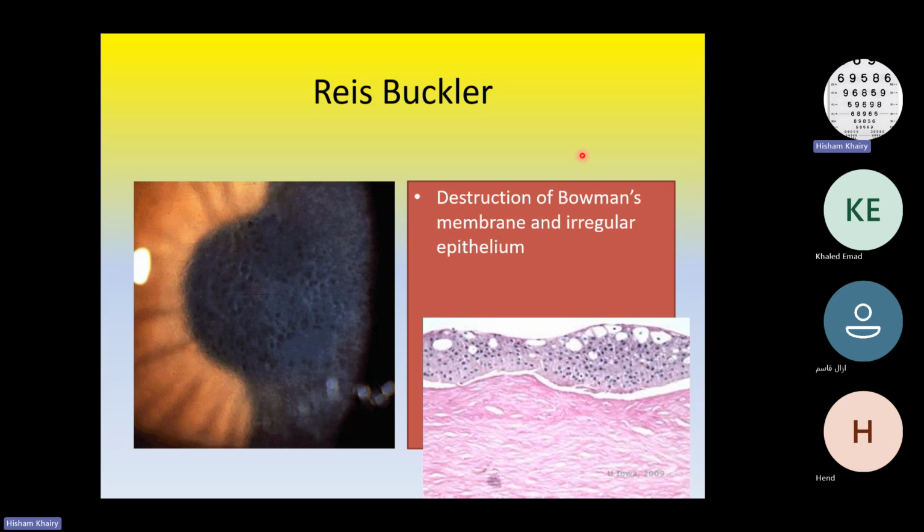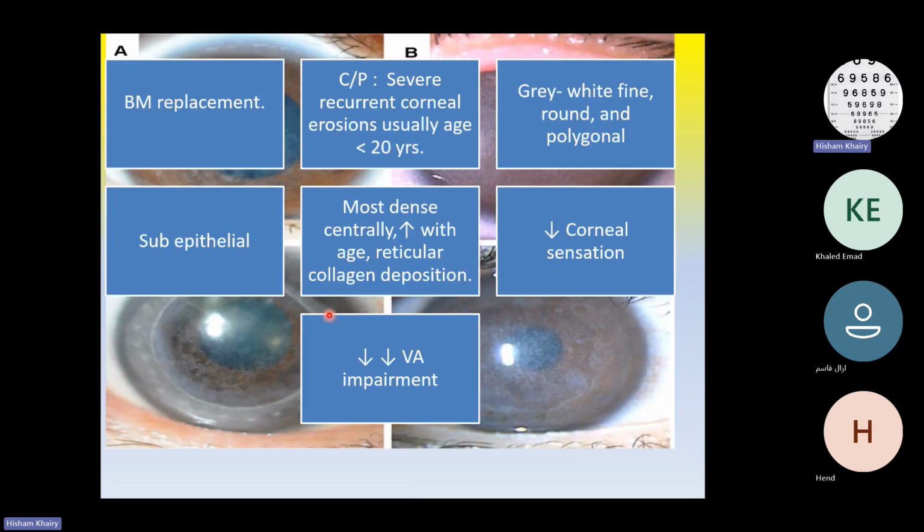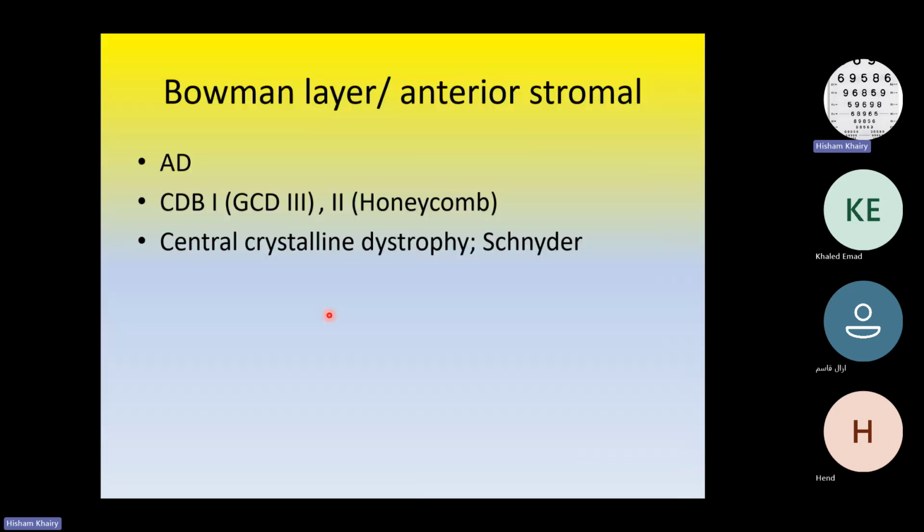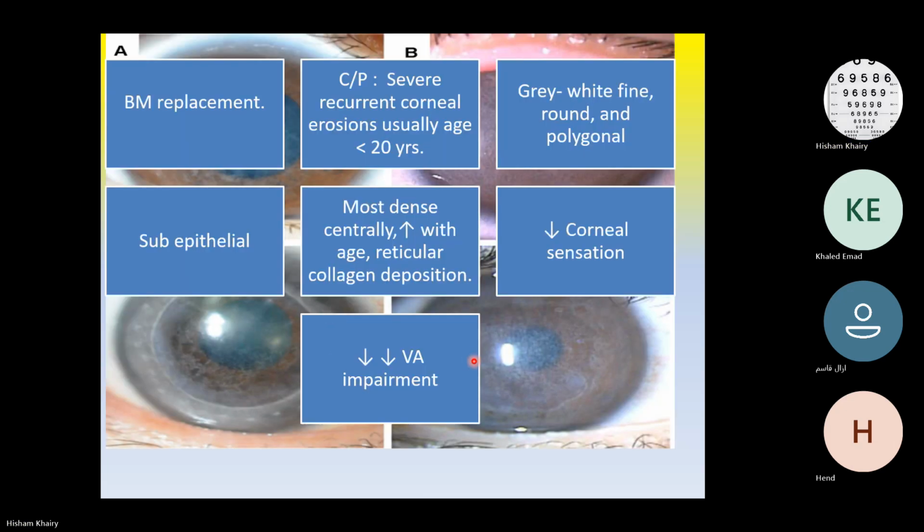Then there is the Reis-Bücklers corneal dystrophy, in which there is destruction. So the first one is described as honeycomb corneal dystrophy. It is common for dystrophies, corneal dystrophy, to recur after corneal transplantation.